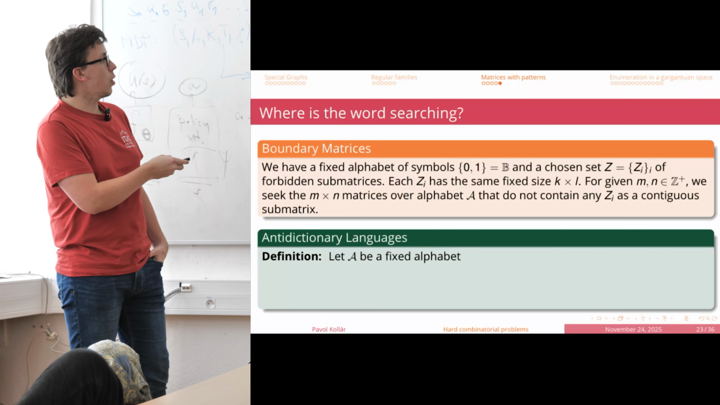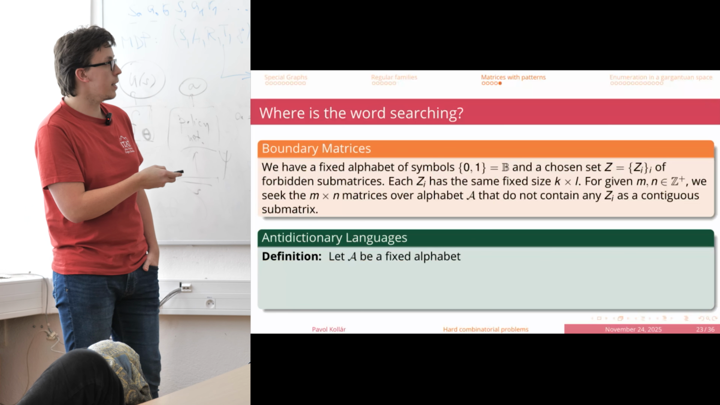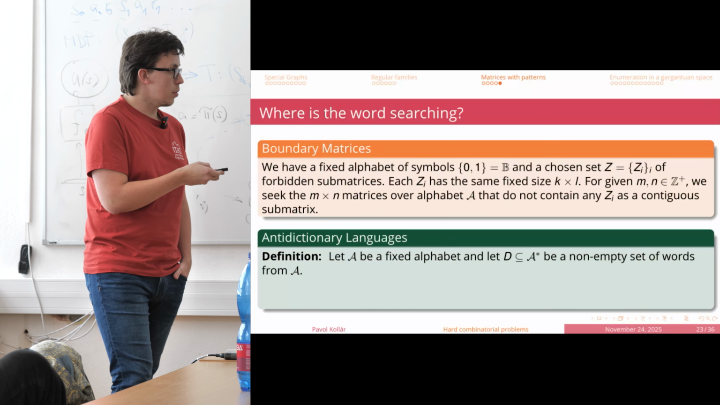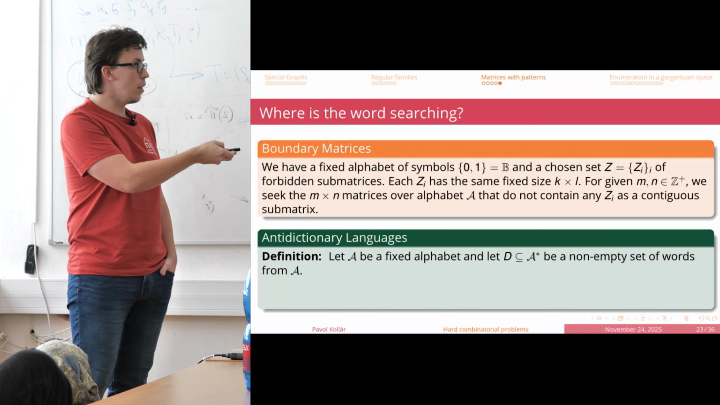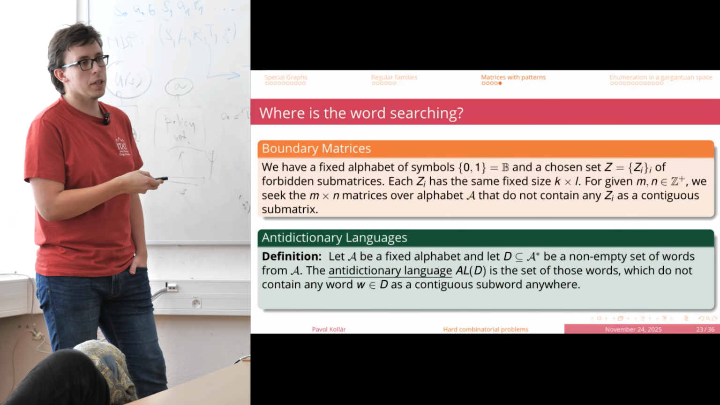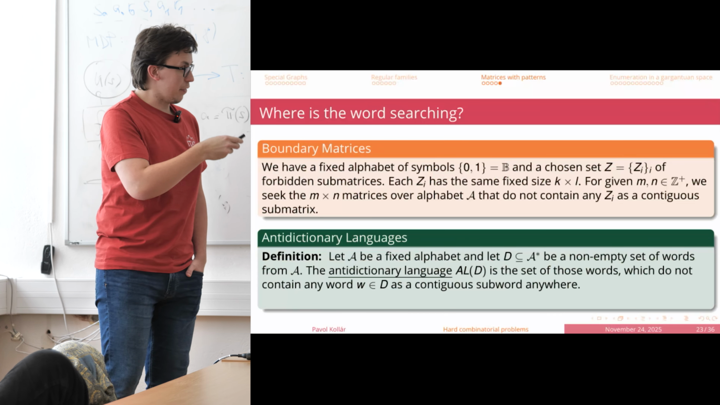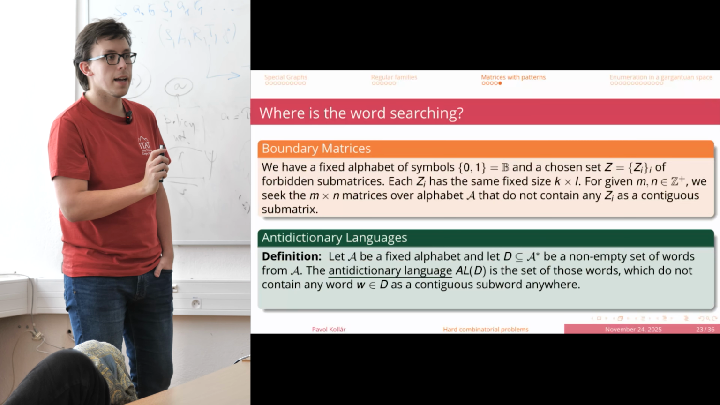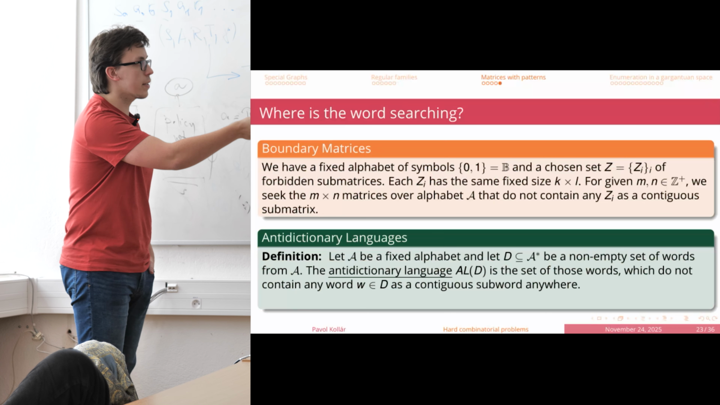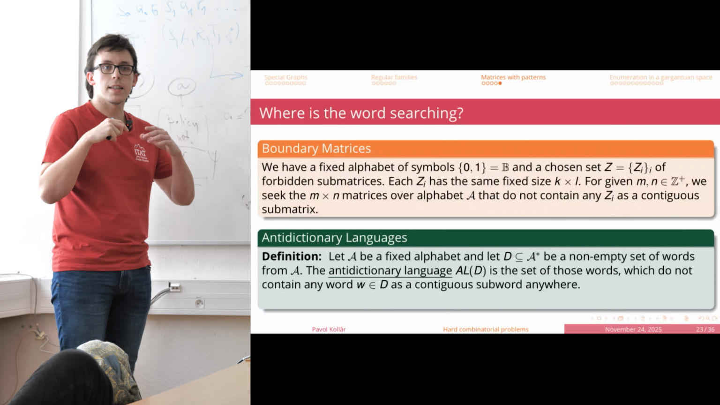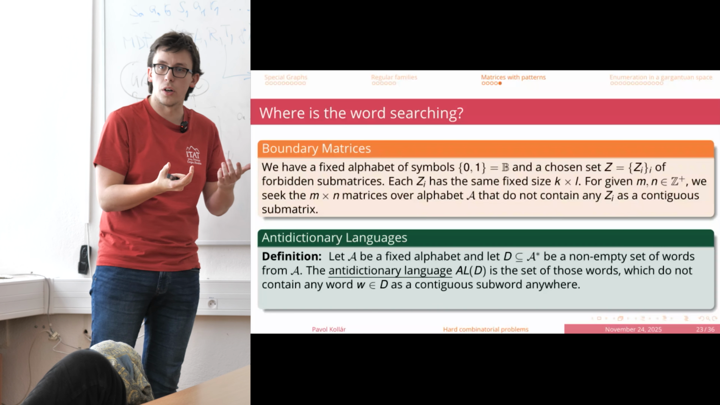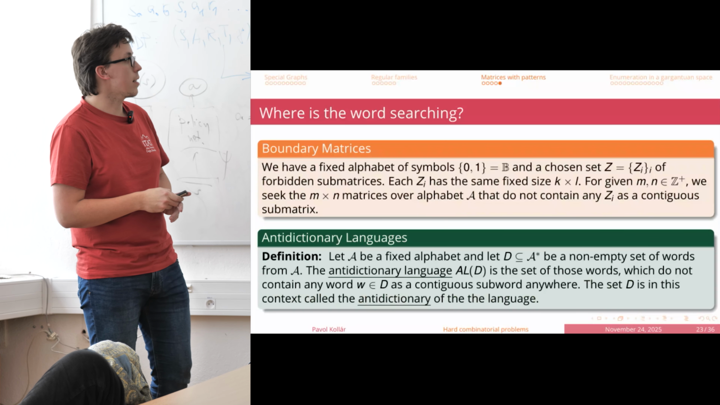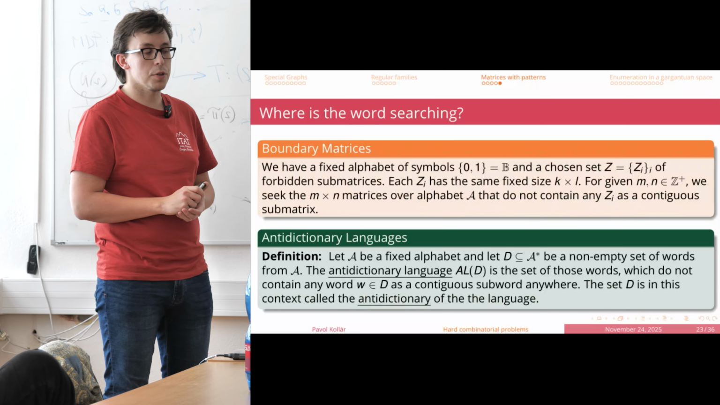There is this notion called anti-dictionary languages, where we have a fixed alphabet A, much like here, and we take a few non-empty words into a set D, and then the anti-dictionary language is defined to be the set of all words that do not contain any word in the chosen ones as a contiguous subword, which mirrors what we have here in the matrices. In fact, these boundary matrices are the two-dimensional analog of the anti-dictionary languages. And the set D in this context is called the anti-dictionary of the language.